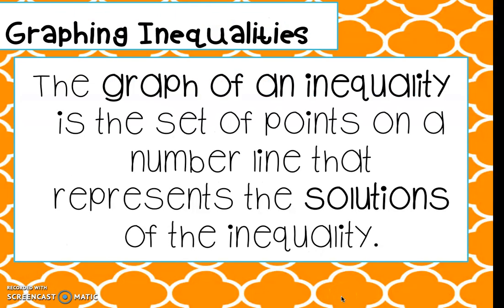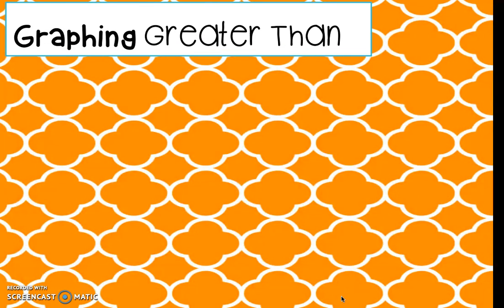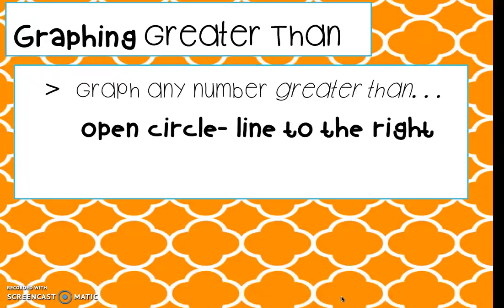So the graph of an inequality is the set of points on a number line that represent the solutions of the inequality. This is called the solution set. We talked in class today that this number line diagram represents all of the possible solutions that would make that inequality true. Instead of writing out a list, since it's impossible because there's an infinite amount of numbers that can make the inequality true, we put it on a number line diagram to represent every single possible solution.